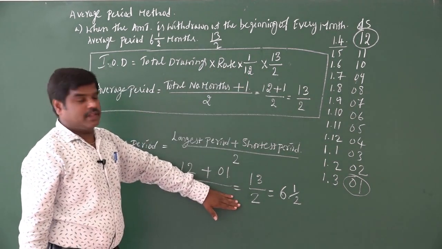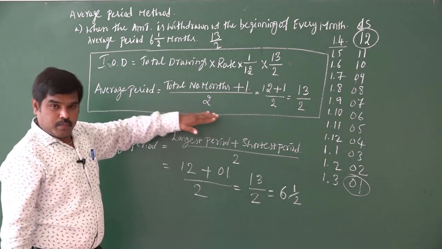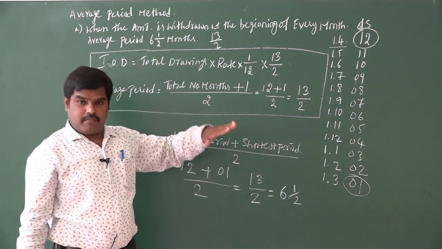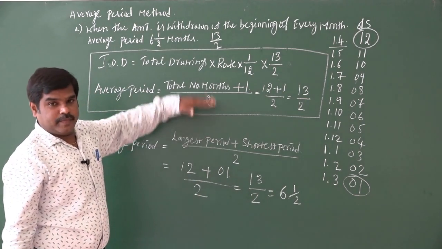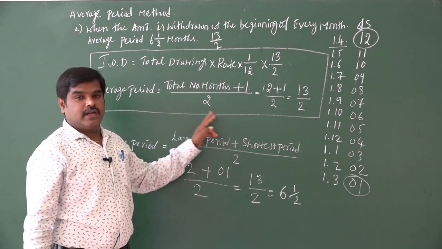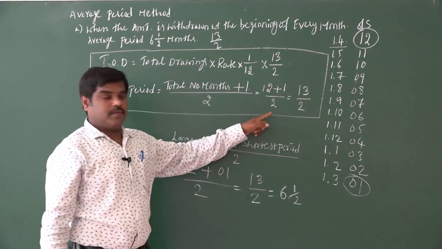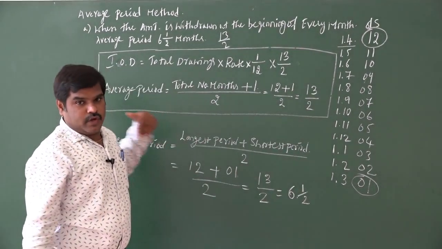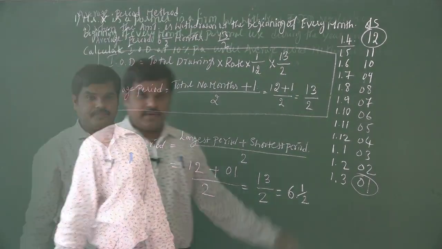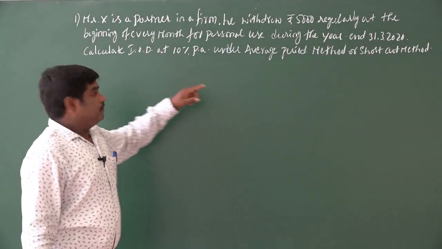Either way you go, you are going to get marks and the same answer, but follow this method: total number of months plus 1 divided by 2. So 12 plus 1 divided by 2, 13 divided by 2. Okay, so let us go for the problem. We will go to the first problem.